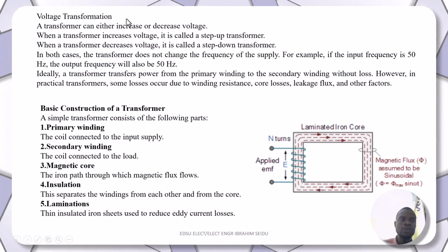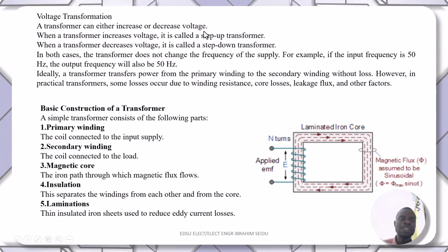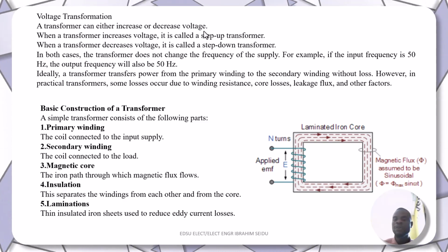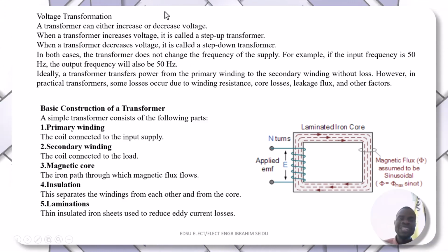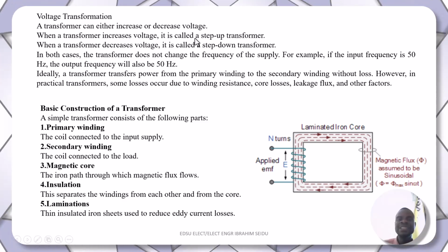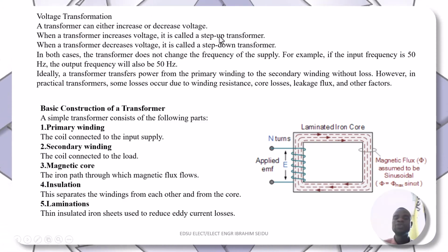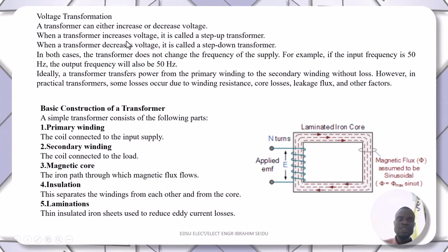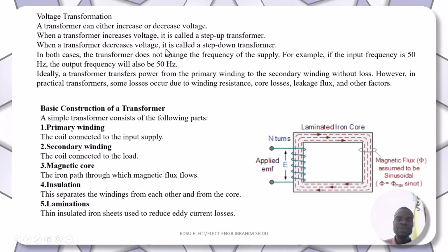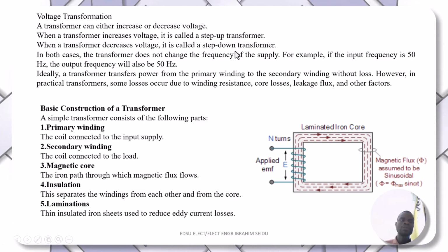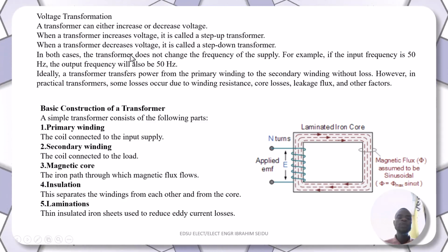Now voltage transformation. A transformer can either increase or decrease voltage. This is where types of transformer come in, where you will have a step up transformer or a step down transformer, because you are either increasing or decreasing the voltage. And once you are either increasing or decreasing the voltage, the opposite will occur to the current. When a transformer increases voltage, it is called a step up transformer. And when a transformer decreases voltage, it is called a step down transformer. In both of these cases, the frequency remains constant. The frequency does not change.